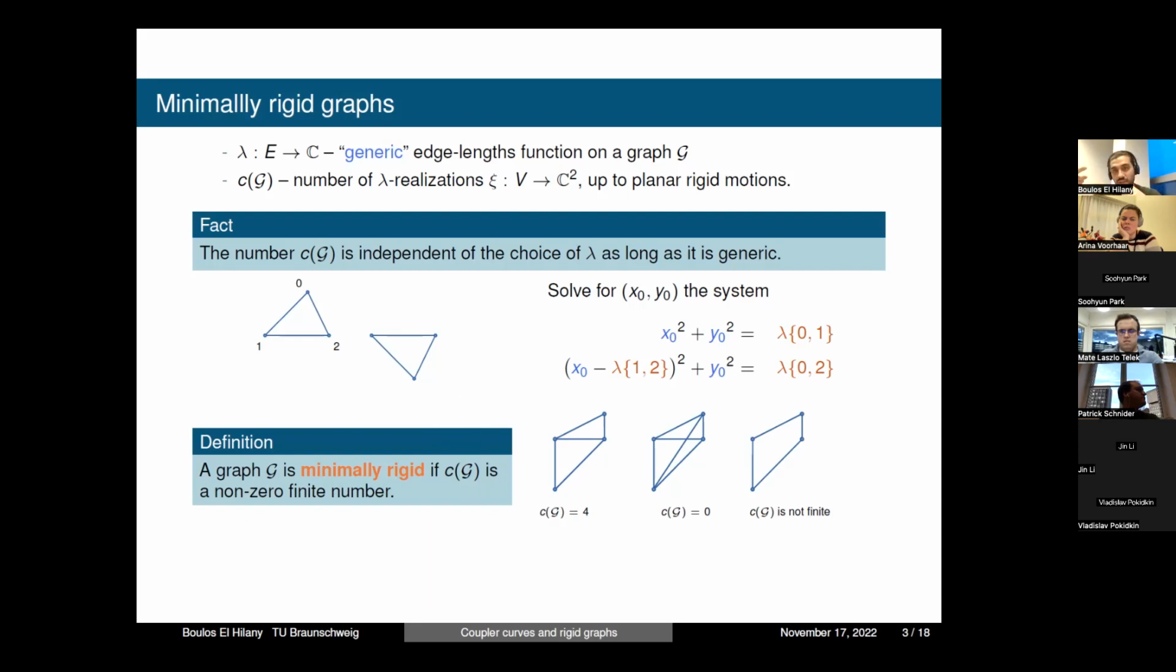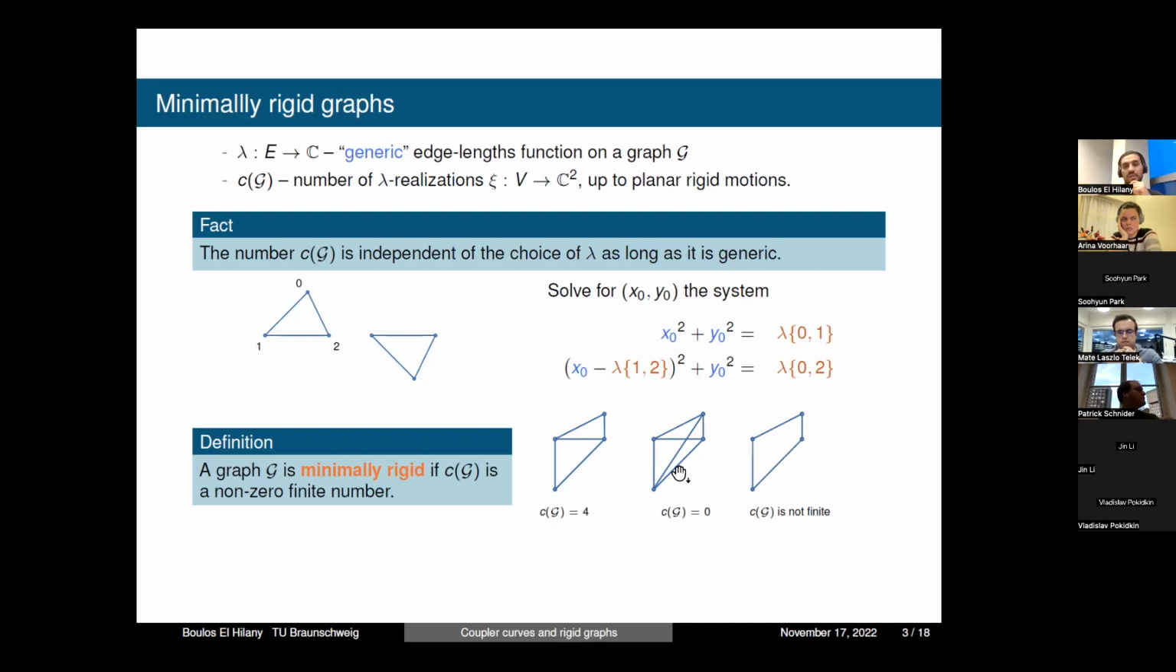But if I have too many equations, which means that I have too many edges for the graph, then for any generic choice of coefficients, it's not a square system, it's overdetermined, so I have no solution. So if I have a nice graph that has the right amount of equations modulo those transformations, then I can have finitely many non-zero solutions, so finitely many non-zero realizations. In this case, we have C of G equals 4, and we have seen already 4 of those realizations.